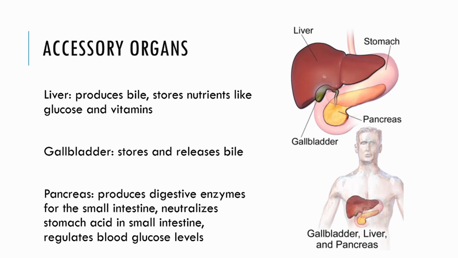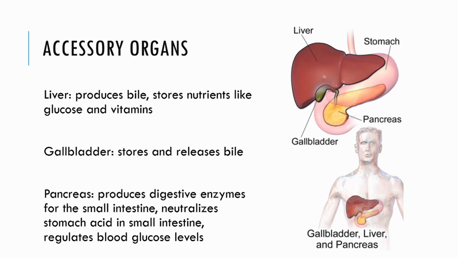The accessory organs are still very important for digestion. However, they don't have physical contact with the food we eat. And we have 3 accessory organs: the liver, the gallbladder, and the pancreas. We're going to focus on the functions that these 3 perform in relation to digestion, although it's important to note things like the liver do have other functions that are unrelated to digestion. We're just not going to get into those right now.